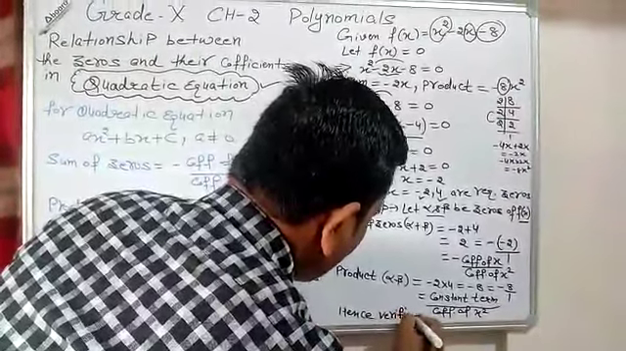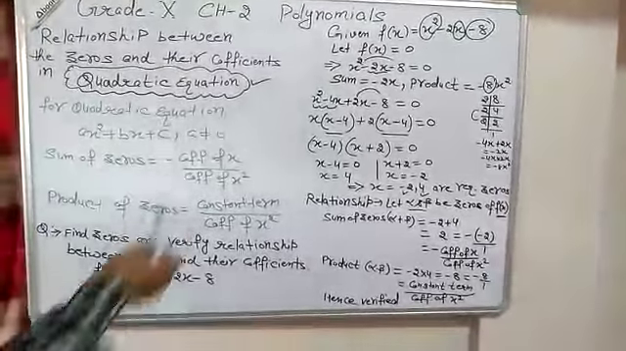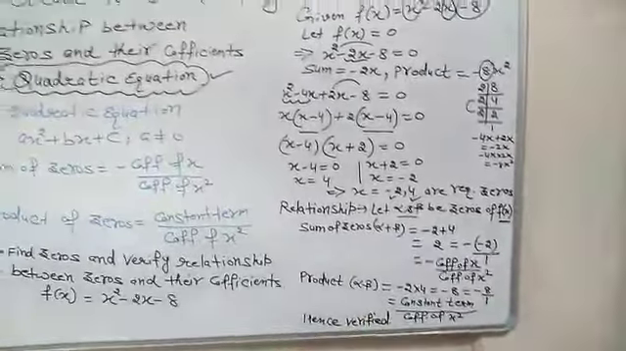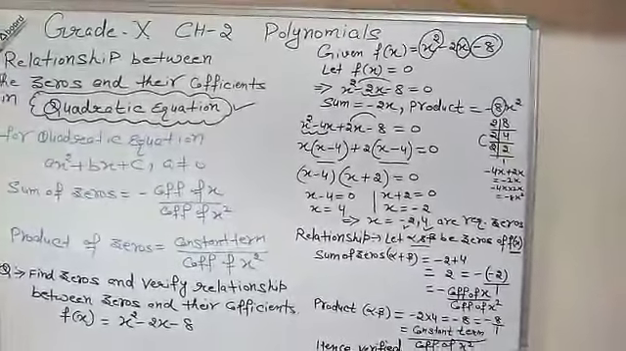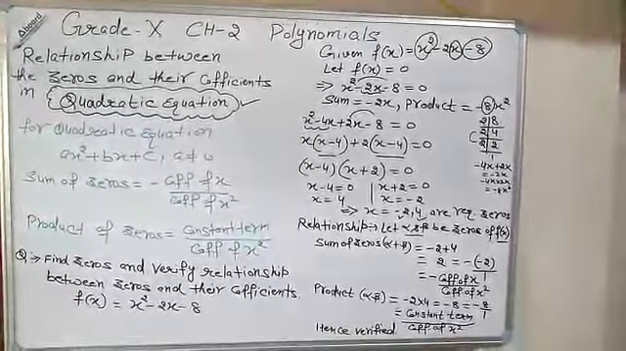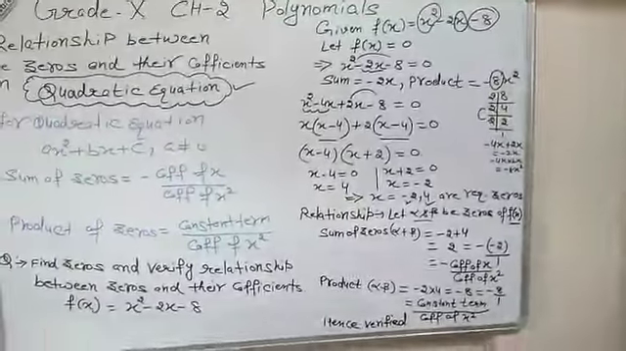So this is all about the verification of the relationship among the zeros and their coefficients in case of a quadratic equation. Hope, students, you all understand the way how to find out the relationship or how to verify the relationship among zeros and their coefficients in case of a quadratic equation.